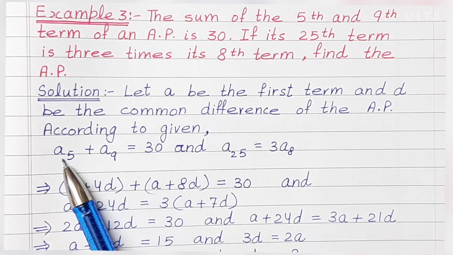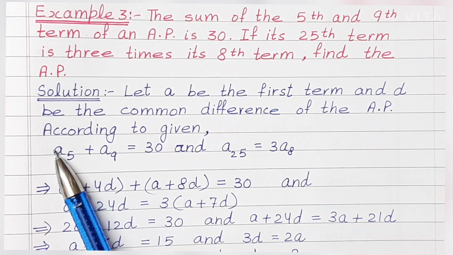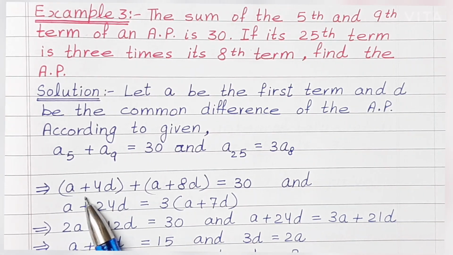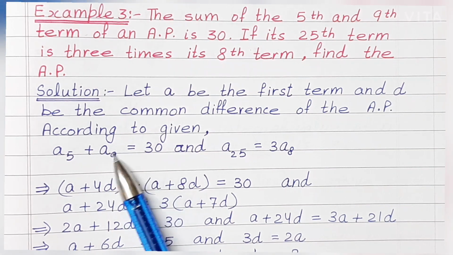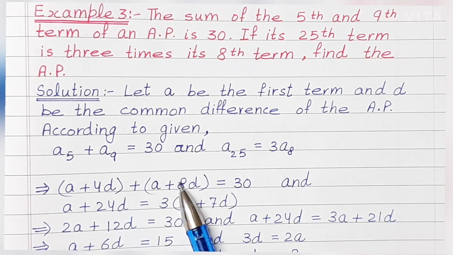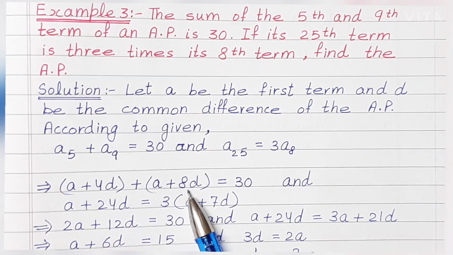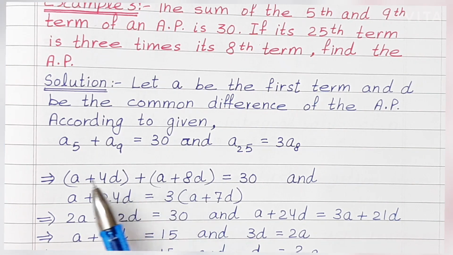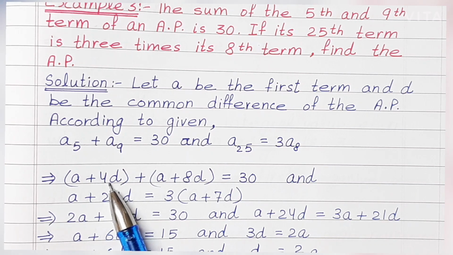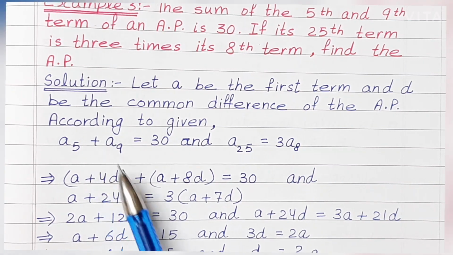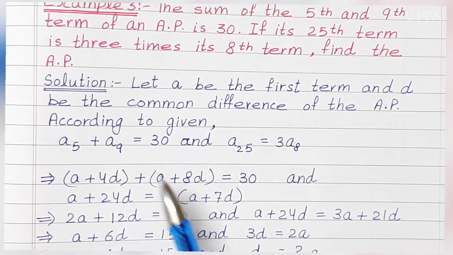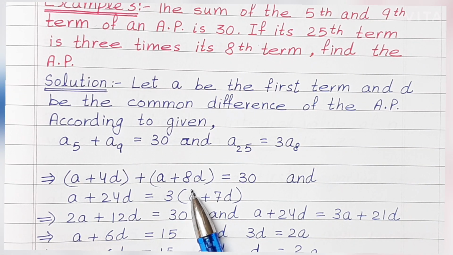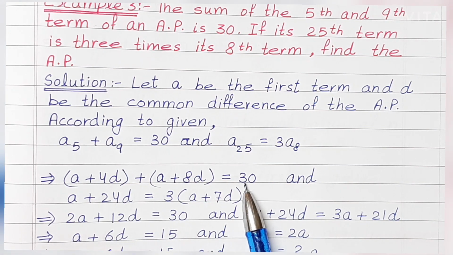Now see, what is A5? A5 will be A plus 4D. Clear? And A9, what is A9 here? The 9th term will be A plus 8D. Students, remember here the formula is A plus (n minus 1)D. So A5 will become 4D, and in case of 9, it will become 8D. Clear? So that is equal to 30.